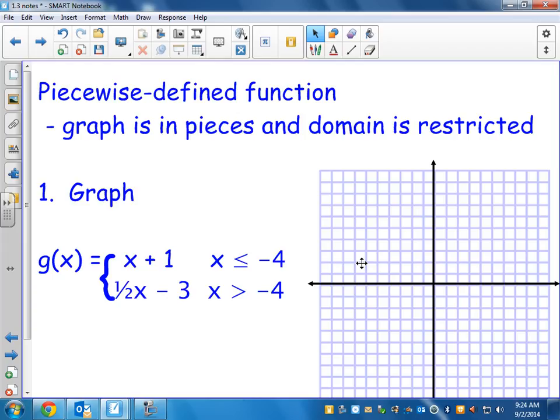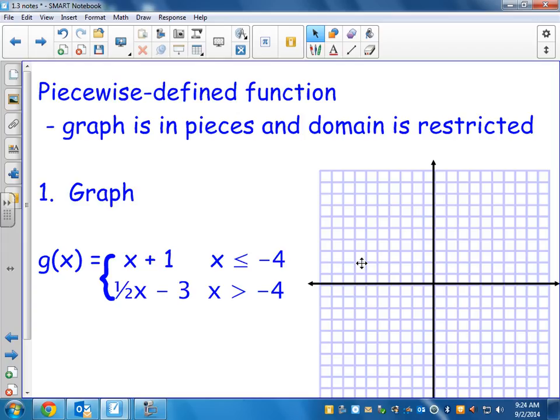Graph in one. But it's not 7, it's 2. So here's the thing. A piecewise defined function is a graph that's in pieces. All right? But the domain of each piece is restricted because it still has to be a function. So all of these are still going to pass the vertical line test because they are still functions.